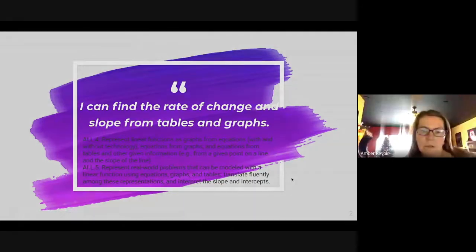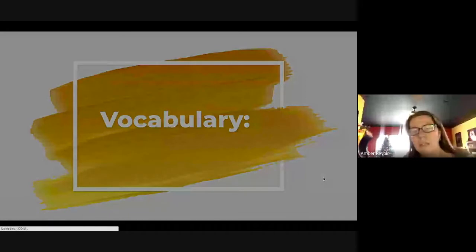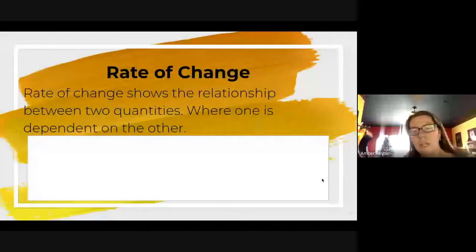Here's our key vocabulary that we need to make sure we understand. You should already have this in notes from the notes you took yesterday, but I just want to quickly go over it. So if you have it in your notes from yesterday, you don't need to copy it in.